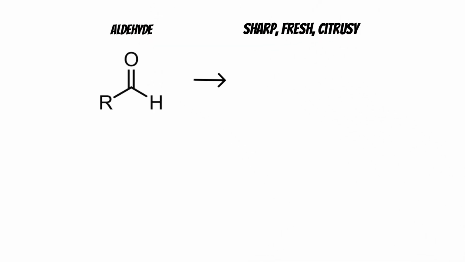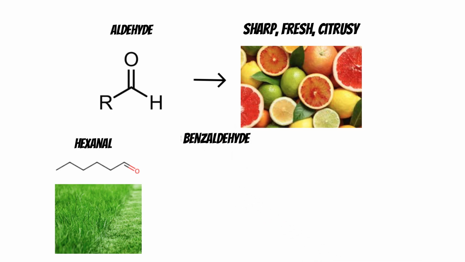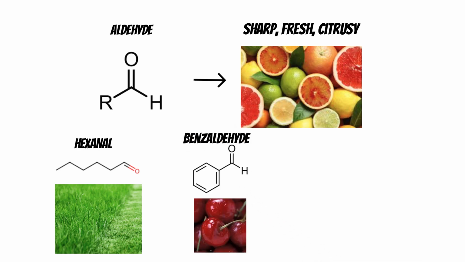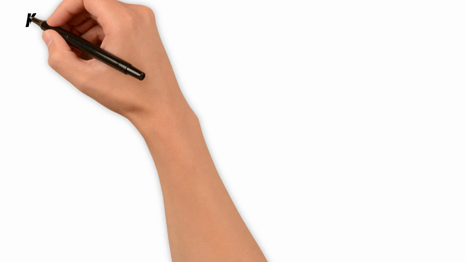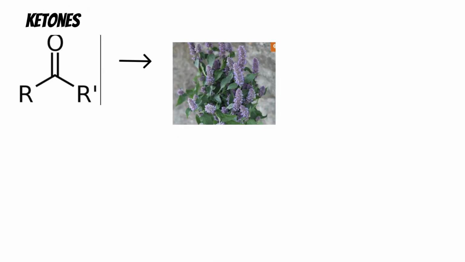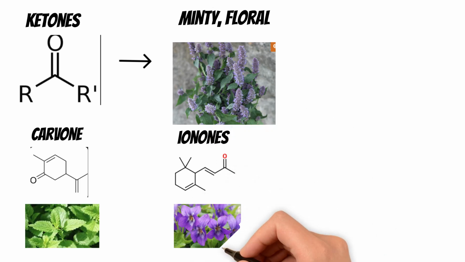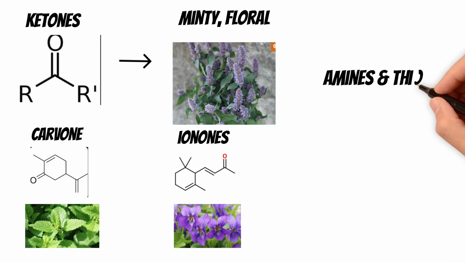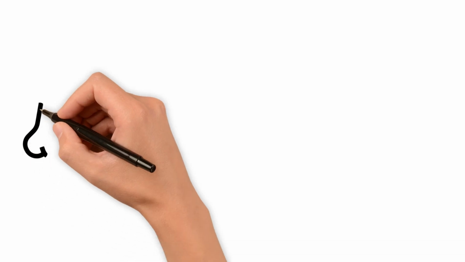Aldehydes tend to produce fresher smells. Hexanol contributes to the scent of freshly cut grass. Benzaldehyde smells like almonds or cherries, and cinnamaldehyde gives cinnamon its characteristic aroma. Ketones are often sweet, floral, or minty. Carvone itself is a ketone, while ionones contribute violet-like floral notes. In contrast, almonds and sulfur-containing thiols are frequently associated with fishy, rotten, or unpleasant smells.